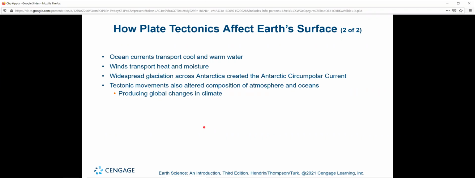Widespread glaciation is a big component of this. Remember, glaciers push down lithosphere, push down plates. Yeah, a lot of stuff happens. And of course, volcanoes are very destructive to environments. We are all well aware of this.